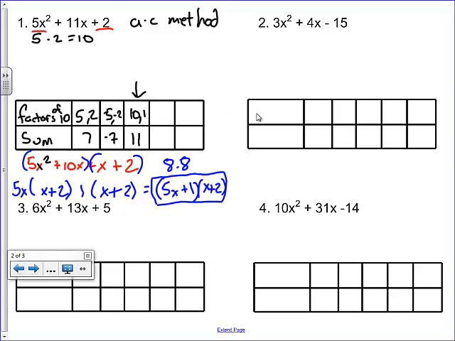Okay? So, let's try number 2. I'm going to go ahead and hit pause. Try number 2, number 3.